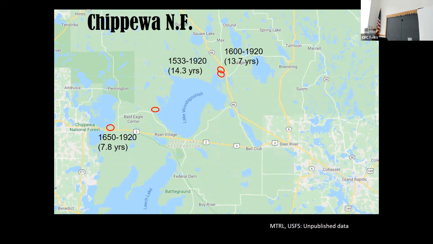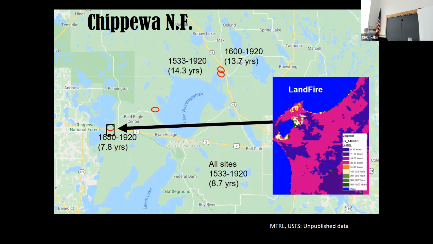There are some other data in between. So there's more data coming in from just north and just south, as well as here on the western side of Lake Winnibigoshish. And so when you add these data, the record gets pushed back another 125 years, back into the early 1530s now with all these data. And if you look at all sites over that 400-year period, we have a fire interval for this whole region of about 9 years.